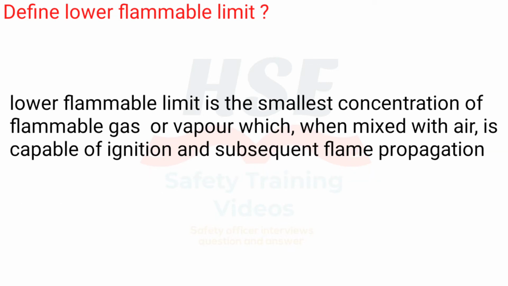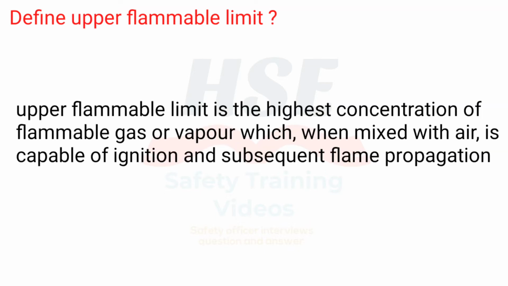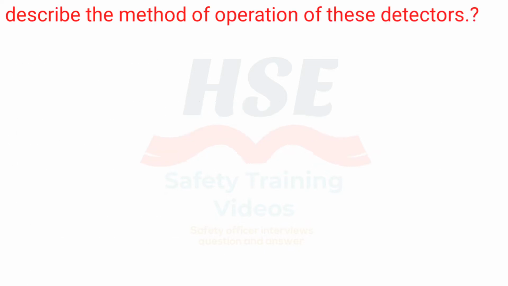Define lower flammable limit. Lower flammable limit is the smallest concentration of flammable gas or vapor which, when mixed with air, is capable of ignition and subsequent flame propagation. Define upper flammable limit. Upper flammable limit is the highest concentration of flammable gas or vapor which, when mixed with air, is capable of ignition and subsequent flame propagation.